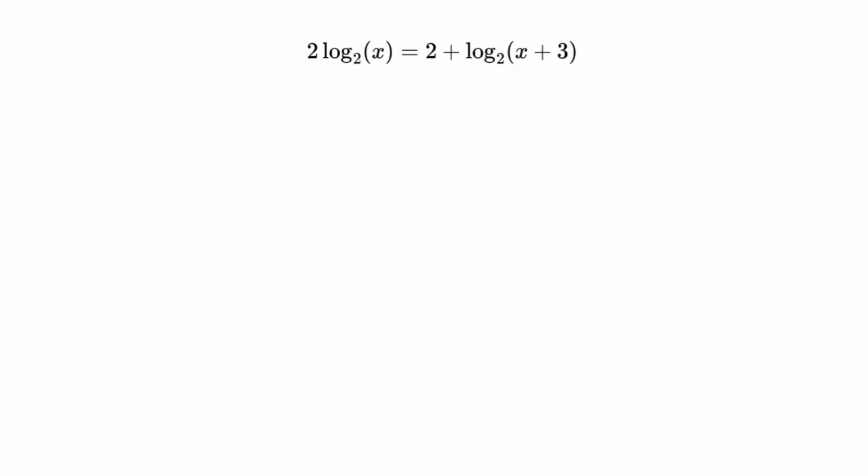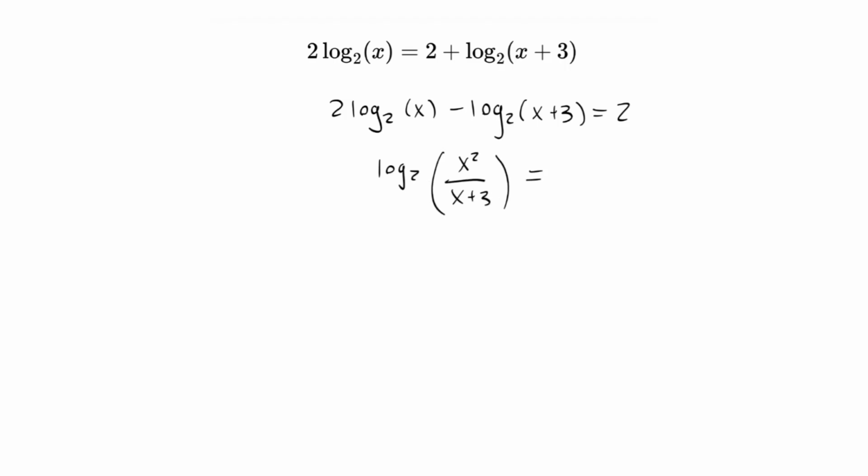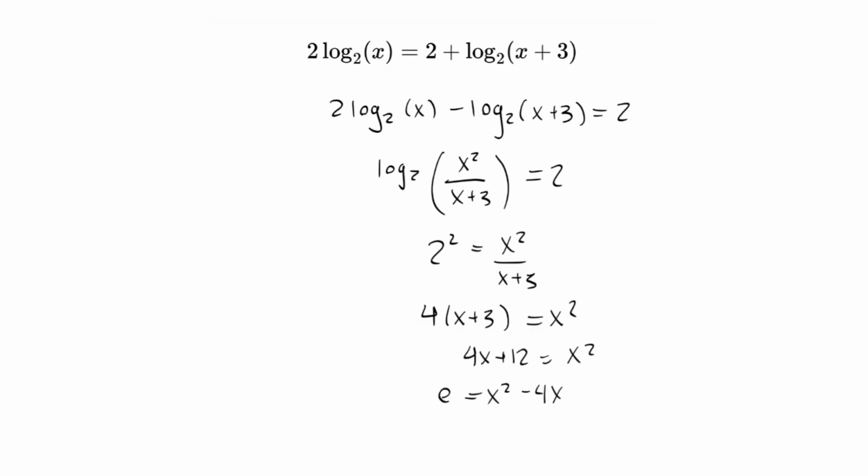For this last problem, I'm starting by bringing all logs to one side. So I'm subtracting from the right side log 2 of x plus 3. Now I'm using the quotient rule and the power rule, so I'm putting that 2 as the power of x, and I'm putting that x plus 3 in the denominator. Now I'm doing 2 to the power of 2 is equal to x squared over x plus 3, cross multiplying, and then once expanding, we get x squared minus 4x minus 12 is equal to 0.